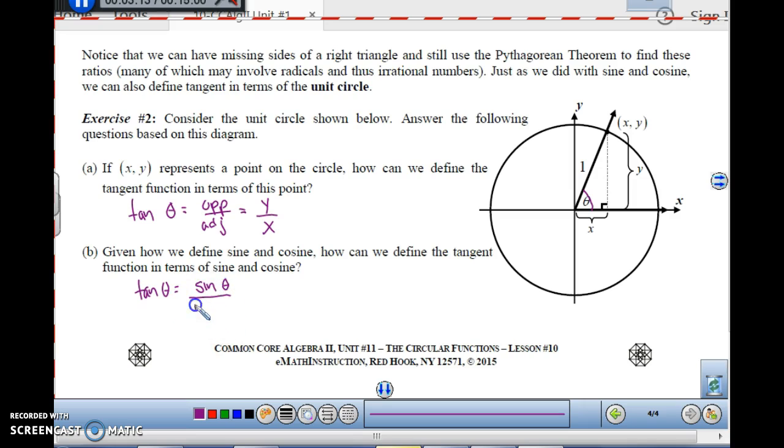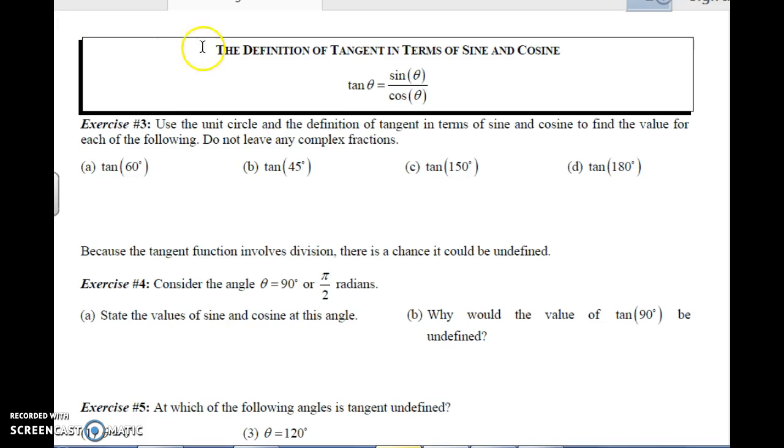And the x-coordinate is cosine. So tangent of theta is equal to sine over cosine, because this is the y-coordinate and this is the x-coordinate. So tangent can also be defined as sine over cosine or y over x. So the definition of tangent in terms of sine and cosine is tangent of theta is equal to sine of theta over cosine of theta.